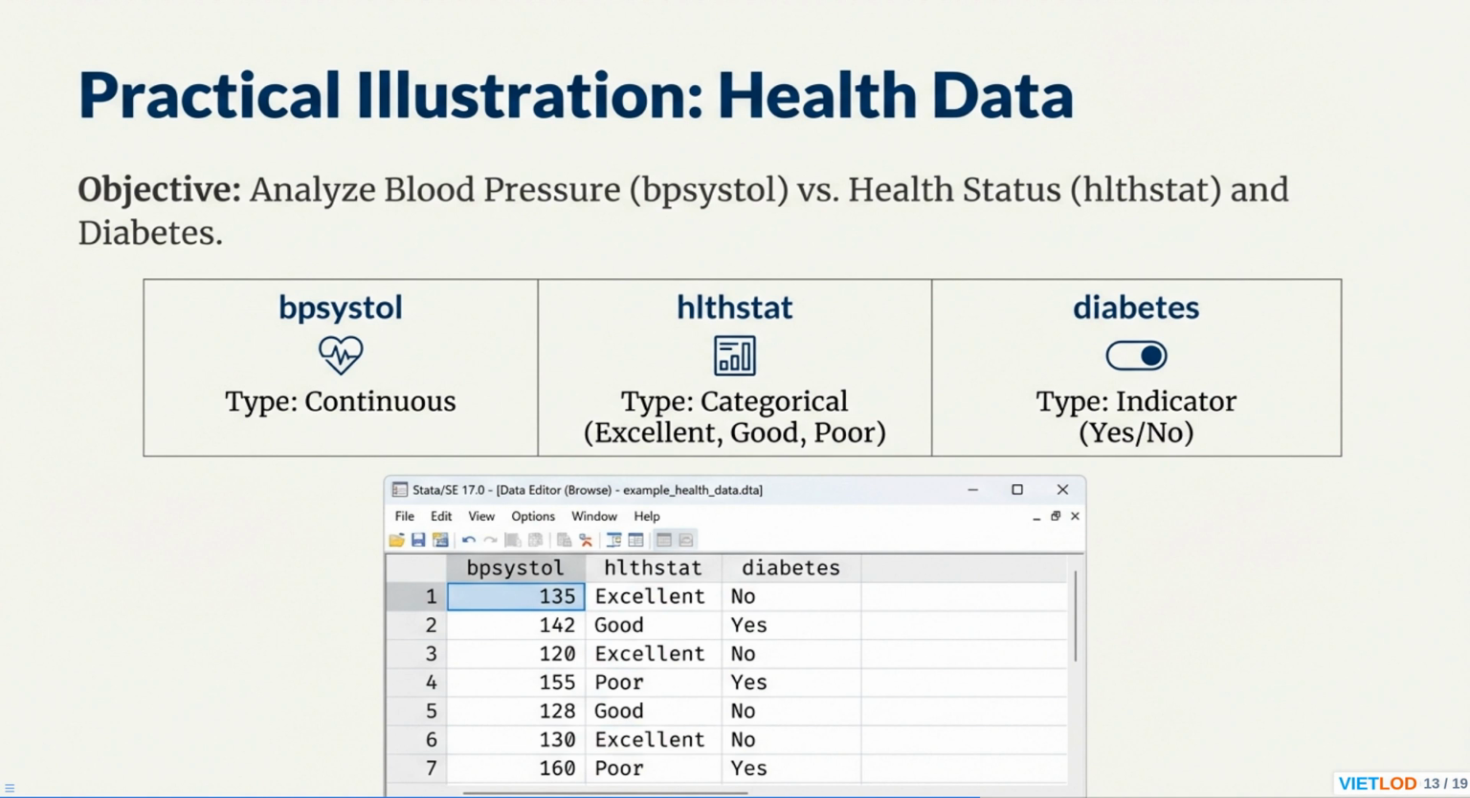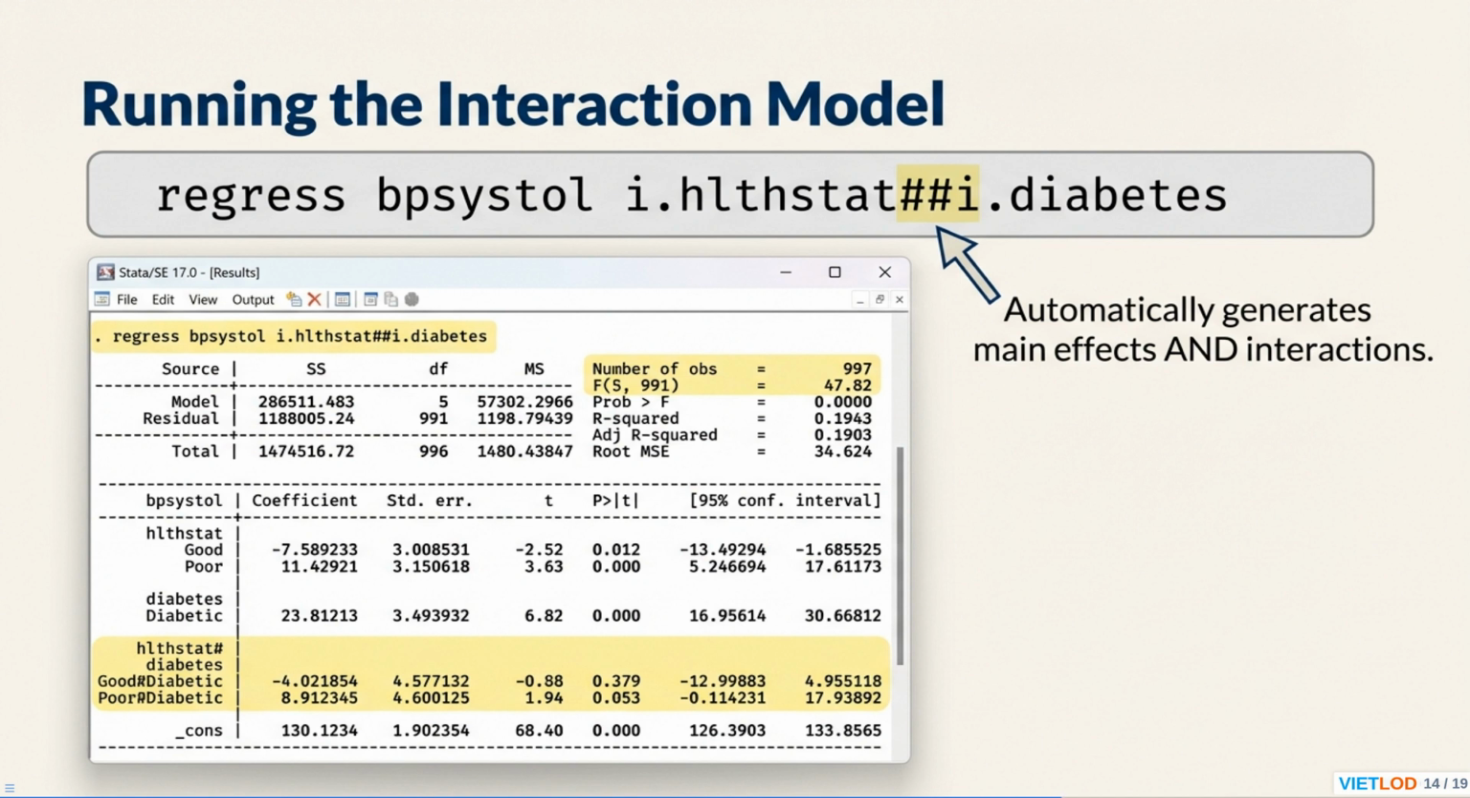Let's bring these concepts to life with a practical case study. Our goal is to analyze how health status and a diagnosis of diabetes relate to a patient's systolic blood pressure. First, we have BP systole, representing systolic blood pressure. This is our continuous dependent variable. Next, we have HLTH stat for health status. This is a categorical variable with 3 levels: excellent, good, and poor. Finally, we have diabetes, an indicator or binary variable where patients are classified as either yes or no.